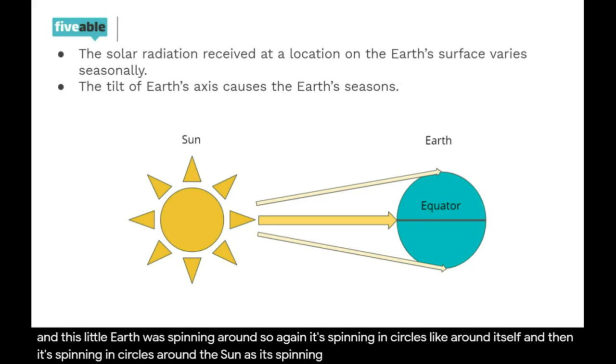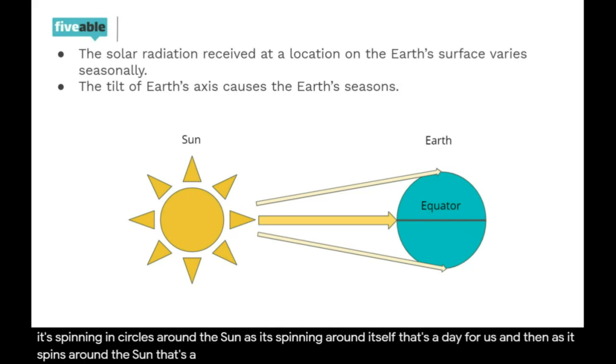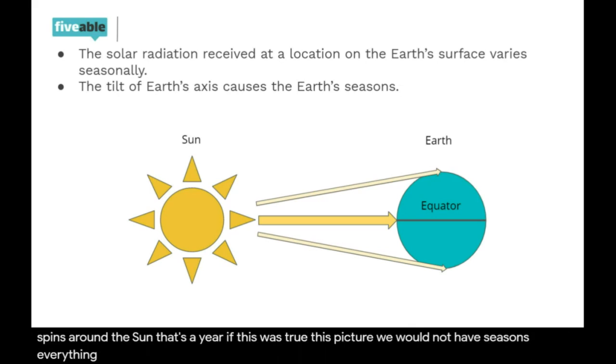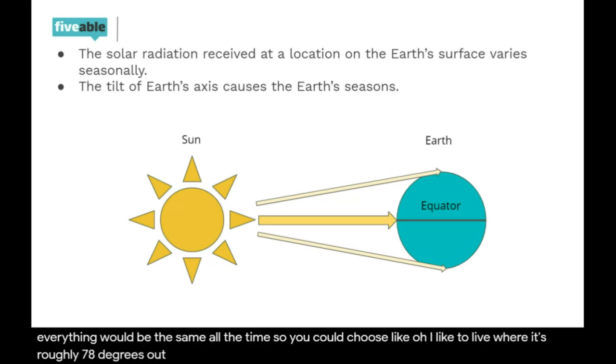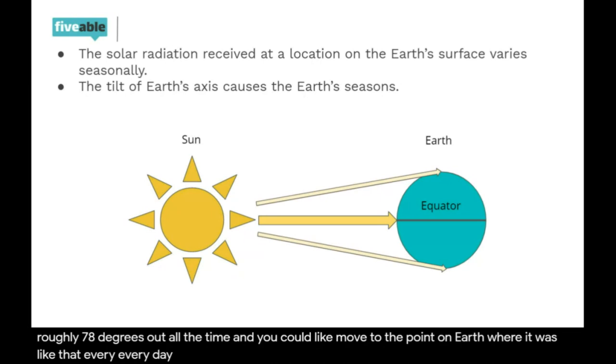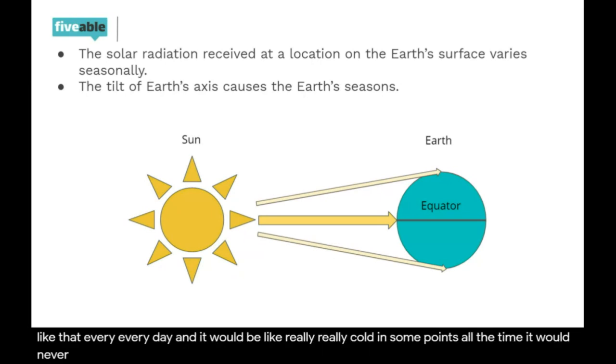As it's spinning around itself, that's a day for us. And then as it spins around the sun, that's a year. If this picture were true, we would not have seasons. Everything would be the same all the time. So you could choose, oh, I like to live where it's roughly 78 degrees out all the time, and move to the point on Earth where it was like that every day. And it would be really, really cold in some points all the time. It would never become summer. So thankfully, that's not what it's like.